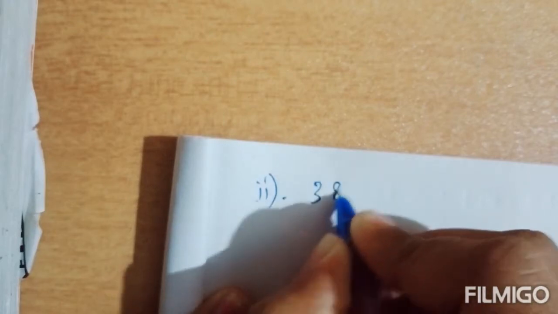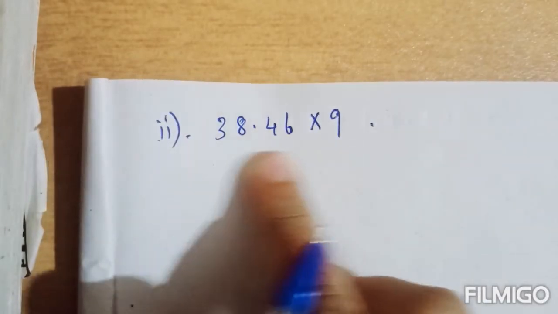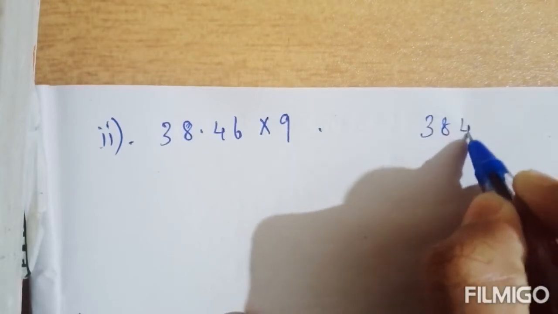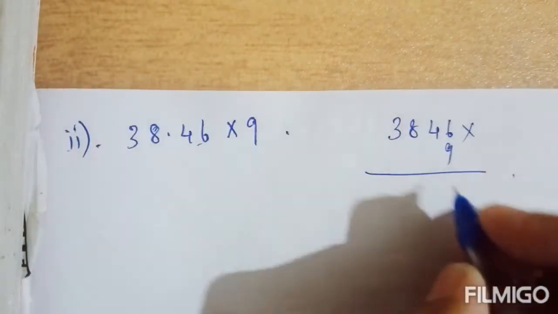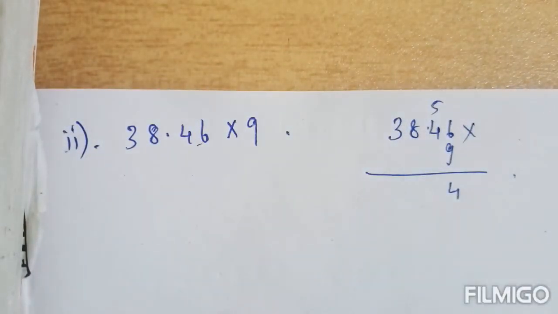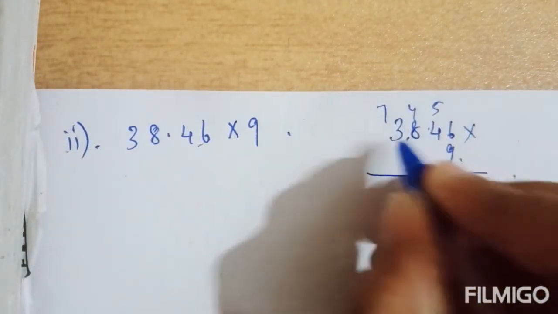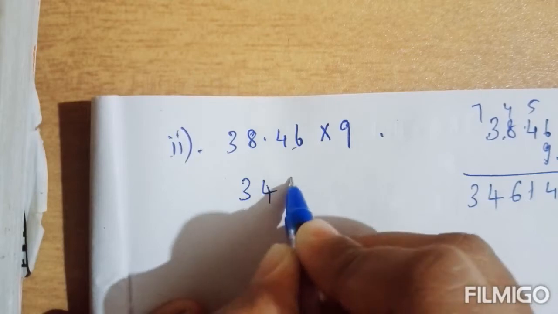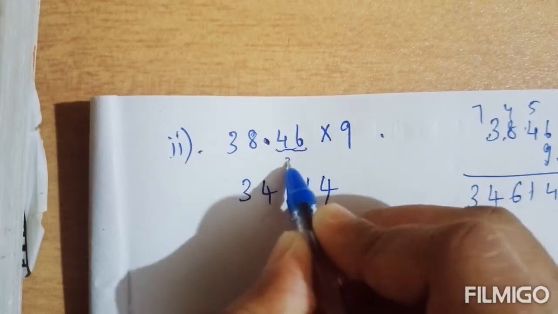Okay, second one, 38.46 into 9. So first you can take the decimal fraction without the decimal point. So that will be 3846. Now that you can multiply by 9. 9 into 6, 54. 9 into 4, 36, plus 5, 41. 9 into 8, 72, plus 4, 76. 9 into 3, 27, plus 7, 34. We got 34,614. Now here after the decimal point 2 digits are coming.